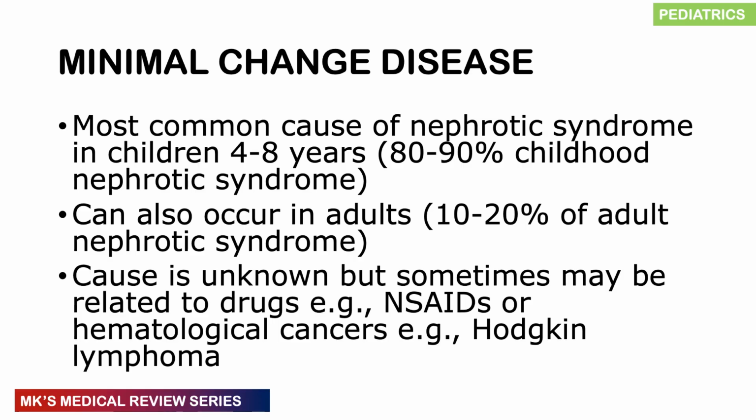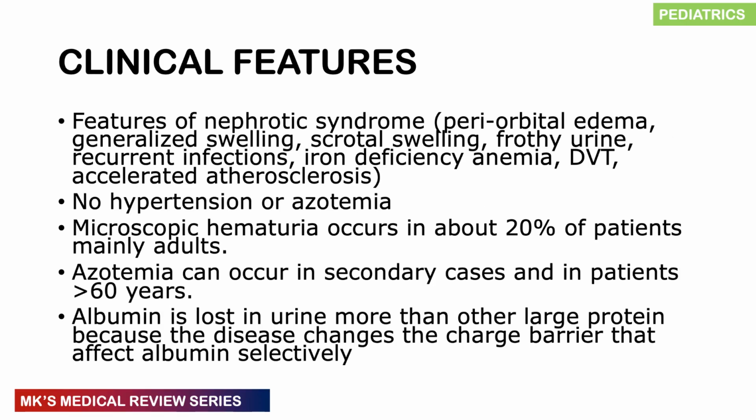So it can also occur in adults, in about 10 to 20% of adults, and often the cause is unknown, but it may be related to certain drugs like NSAIDs or certain cancers like Hodgkin's lymphoma. In terms of the clinical features, because they're losing this albumin in their urine, they're going to have loss of oncotic pressure, so they may have the periorbital edema. It's often quite worse when they wake up from bed. They may have generalized swelling. They may have scrotal swelling.